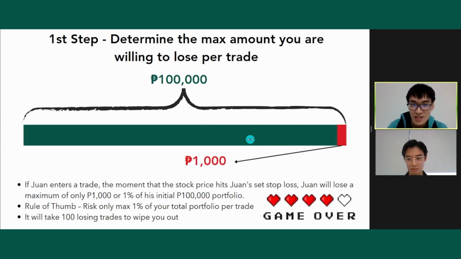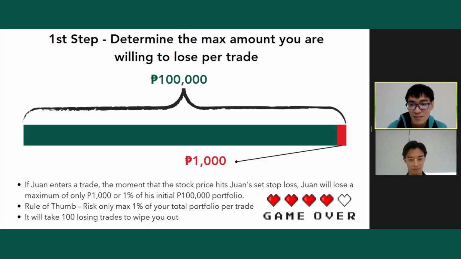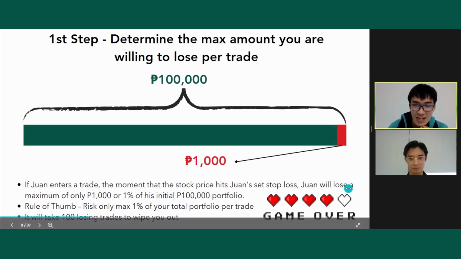Basically, if you're gonna trade, you're only risking this small amount, diba? That means if you place a trade and the price hits your stop loss, tumama sa stop loss mo, you should only be losing a maximum of 1,000 pesos. How you can think about it is, think of it as a video game. Diba sa mga video games may mga health bar? It looks like this, diba? Yung mga hearts. Let's say you have 100 lives, 100 heart bars, diba? If you lose a trade, you just lose 1 health bar. Isa lang.